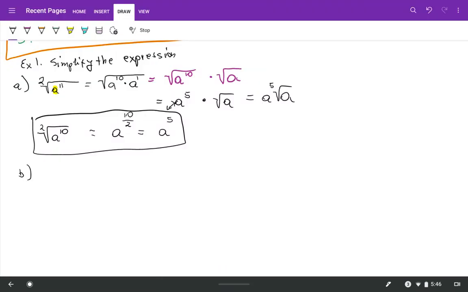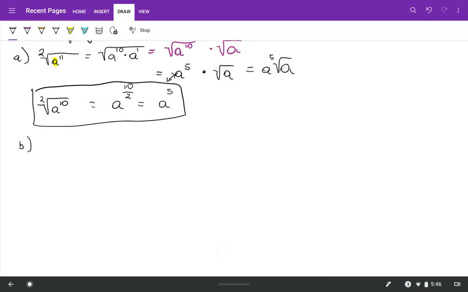Okay, so we continue. The next one we're going to do is the radical of index 4 of v to the power of 25. So what we want to do is rewrite that as the radical of index 4 of v to the power of 24 times v to the power of 1. So when you add the powers, you end up with v to the power of 25.